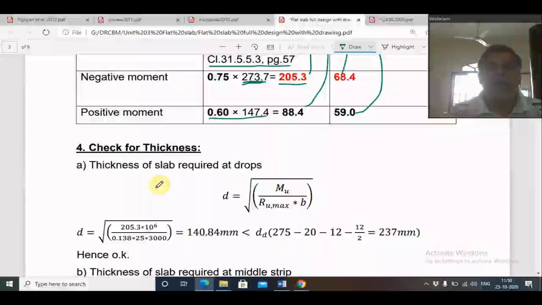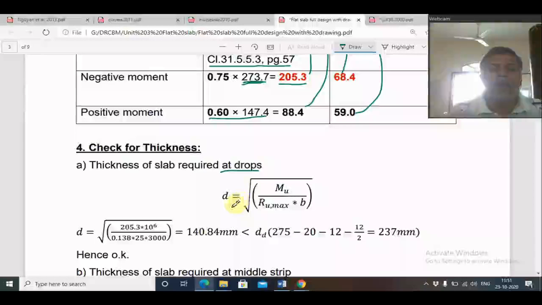We have provided two thicknesses. One is the thickness for the slab, another one is the thickness for the drop. First I will check the thickness of the slab at the drops. The effective depth required, D required, equals the square root of Mu by Ru max into B.